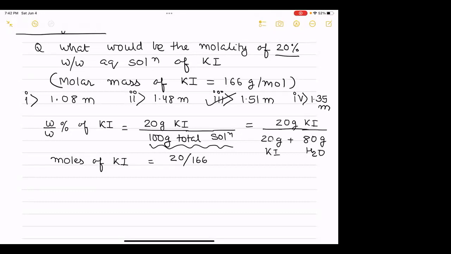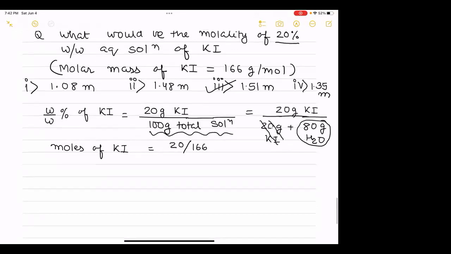Okay, so what I can do is, clearly I'm getting the mass of solvent, because in the molality you need the mass of the solvent only, not the total solution. You need just the solvent mass. So this is 100 grams. So 100 gram has 20 gram KI, because it is 20%.